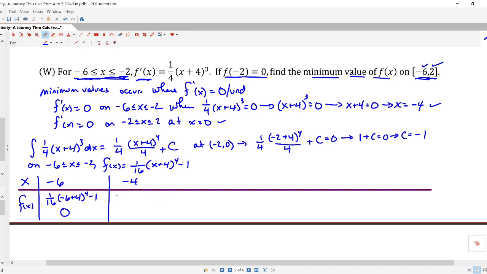-4, again, we're still on that interval, so we can go 1/16, -4 plus 4 to the fourth, minus 1. -4 plus 4 is 0 to the fourth is 0. Times 1/16 is 0, minus 1 is -1. Now, we're outside of this interval, so this function is irrelevant right now.